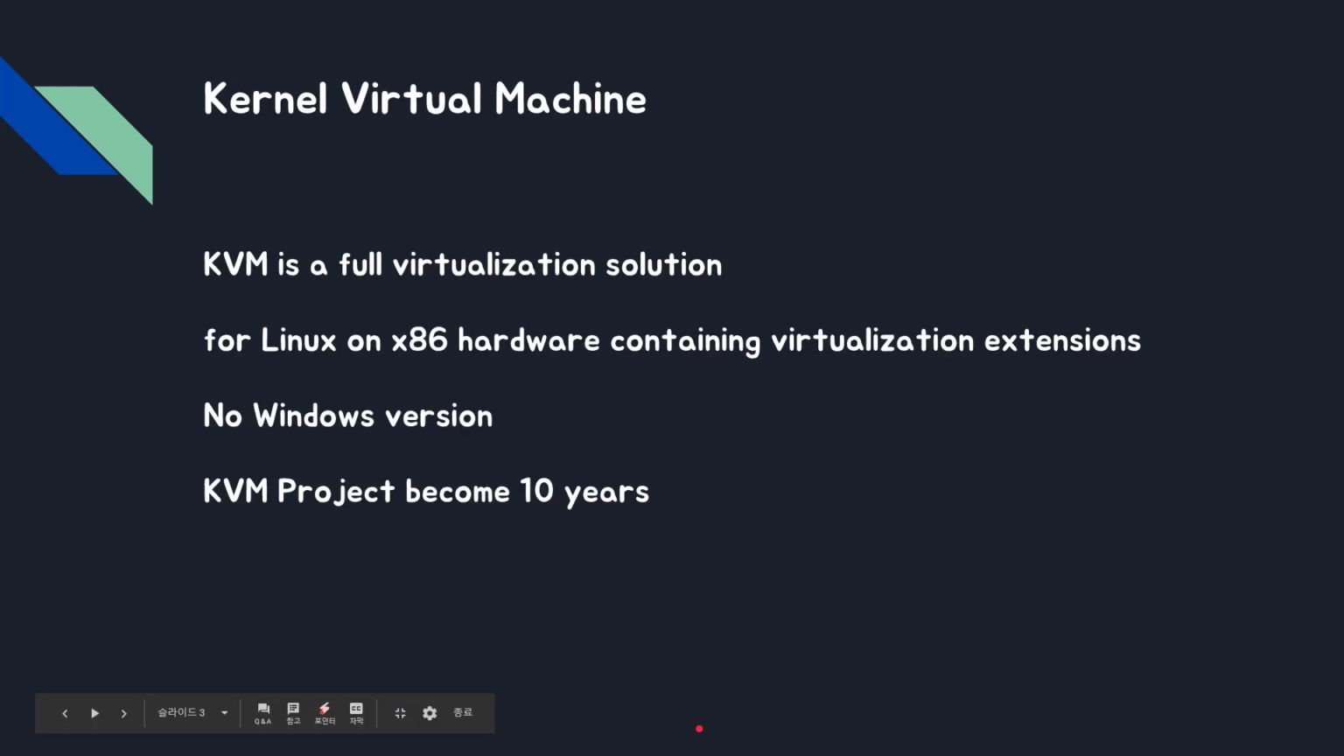Kernel-based Virtual Machine, KVM. KVM is a full virtualization solution for Linux on x86 hardware containing virtualization extensions, which means there is no Windows version. The KVM project is 10 years old, which means it's mature enough to use.